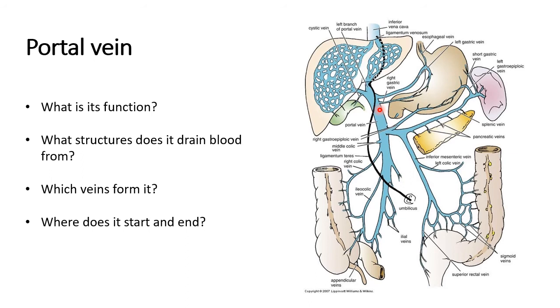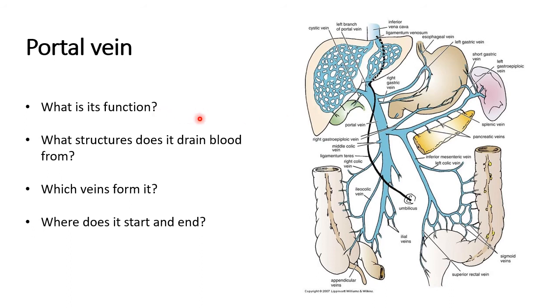Then the blood, when it reaches the liver, nutrients might be stored. Some of the nutrients might be packaged and transported to other parts of the body. But this is why we need the portal vein and its tributaries. So that's the function.